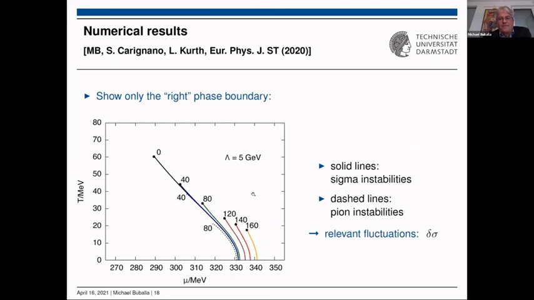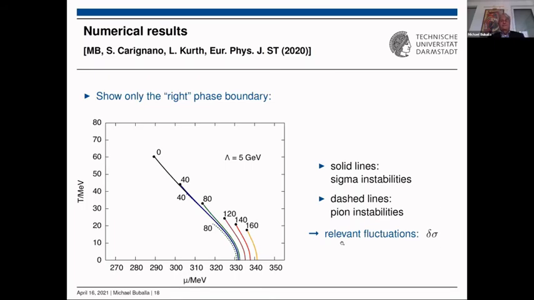On the other hand, what is also plotted here and maybe hardly visible are these dashed or dotted lines. The solid lines are the instability due to the sigma fluctuations, and the dashed lines are the instabilities which would occur due to the pion fluctuations, but they are of course irrelevant because before that we already had the instability due to the sigma fluctuation. So we see that the relevant fluctuations here are the sigma fluctuations and not the pion fluctuations.